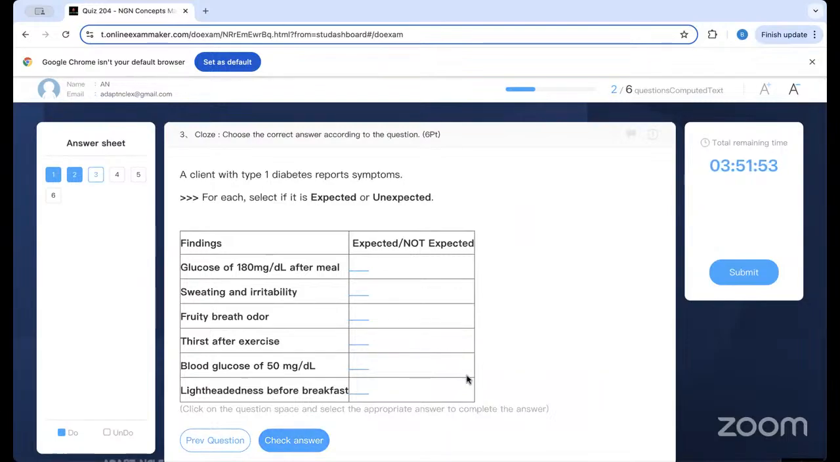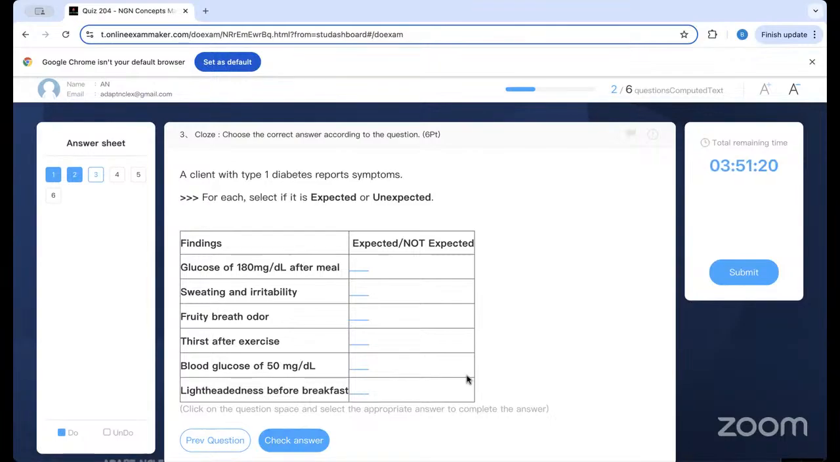Same thing. This one is a little bit difficult. You have to look at it carefully. A client with type 1 diabetes reports symptoms. The client is telling you, I'm having these symptoms. For each, select if it is expected or unexpected. So you have to be careful. You don't get trapped, right? I have type 1 diabetes, and if I'm telling you these symptoms, should you worry about it or not? Expected or unexpected means are you worried about it or not?